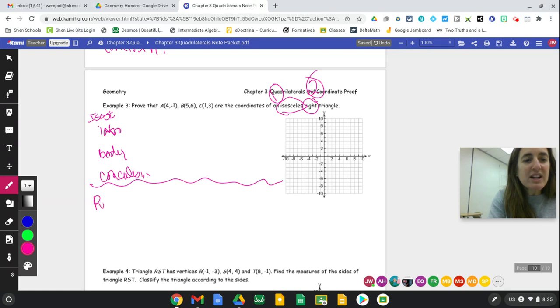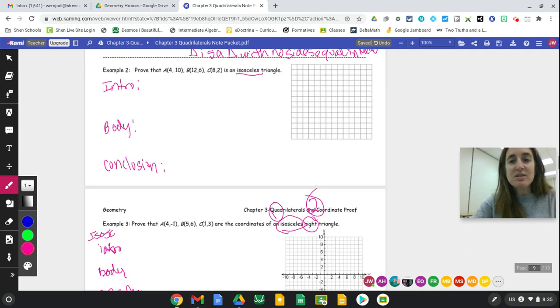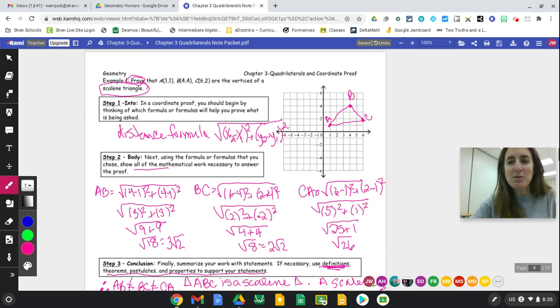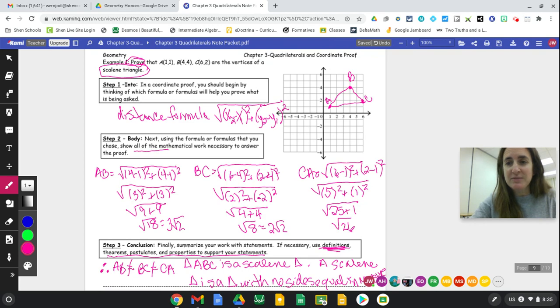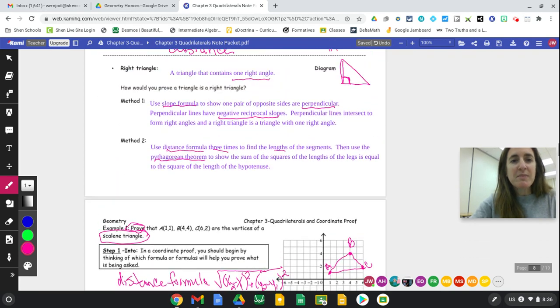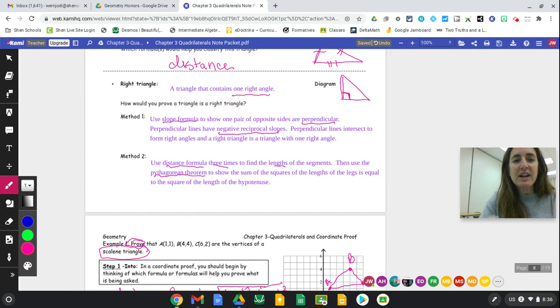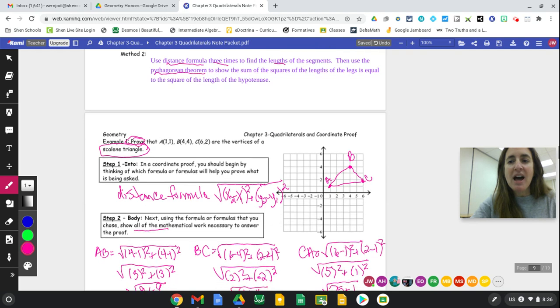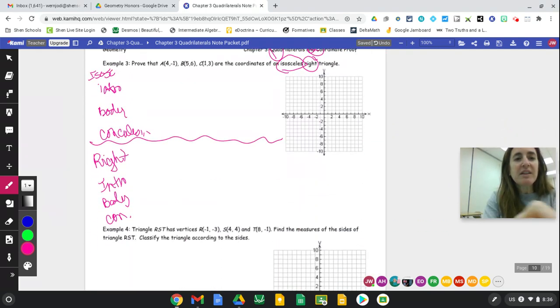Now, to make it a right triangle, which is the second part, you're also going to do an intro, a body, and a conclusion. And if you look back in your notes, you can either do distances, which you already have 2 of them done to make it isosceles. So if you just found, or you actually have 3 of them done already. So you could just go right on and use the Pythagorean theorem if you wanted to show that the sum of the squares of the lengths of the legs is equal to the square of the length of the hypotenuse. So really, you did a lot of the work up here to make it isosceles. You could just go right into your Pythagorean theorem to show that that is making it a right triangle.